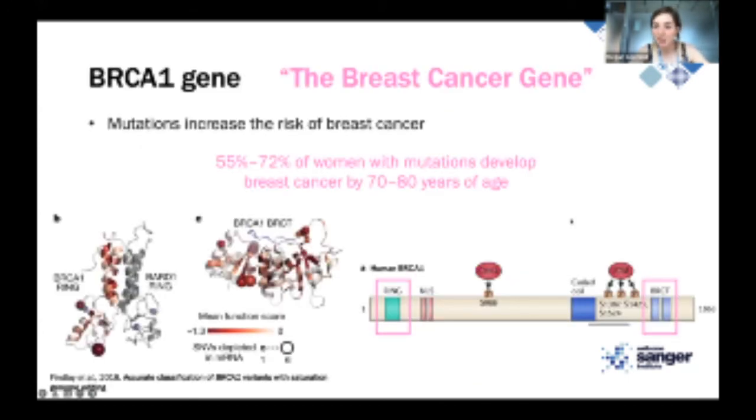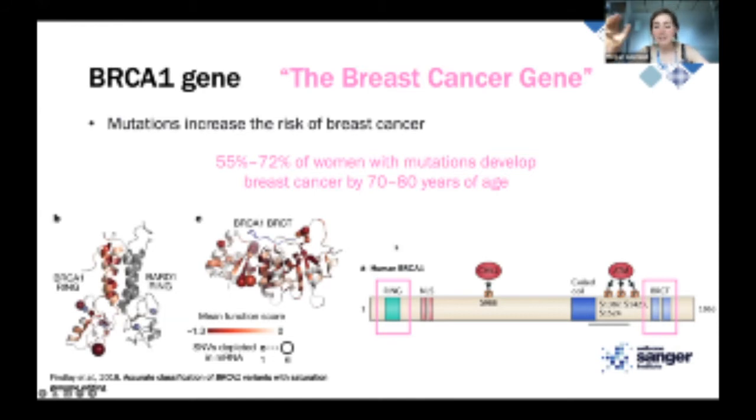And so this has been done for the BRCA1 gene. This was the first gene that this technique was used for. So this is the breast cancer gene, or the Angelina Jolie gene, because she famously inherited it and ended up having a mastectomy due to her increased risk, because the majority of women that have this mutation will develop breast cancer by the age of 80.